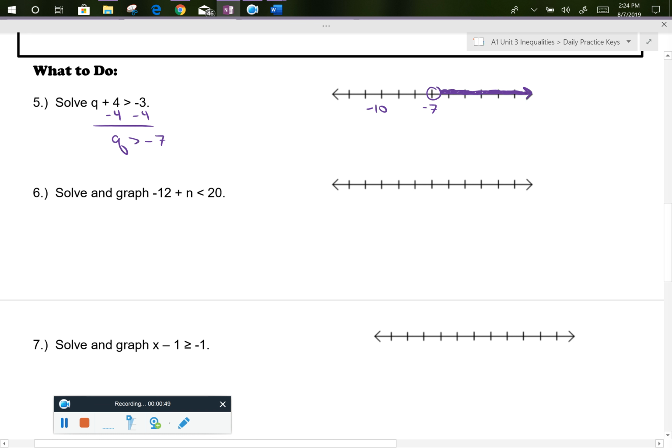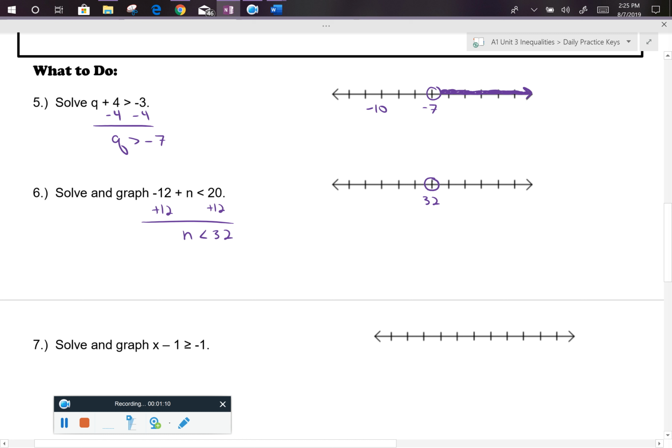Solve and graph -12 plus n is less than 20. We're going to add 12 to both sides. So n is less than 32. Again, the 32 should go at the middle of the graph and should be an open circle because we don't have an or equal to.